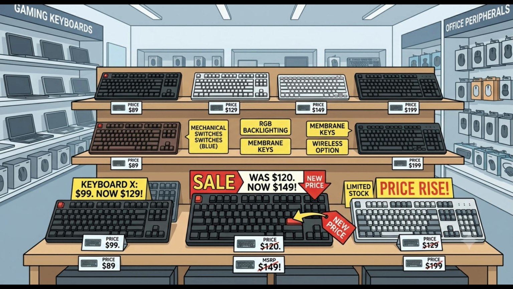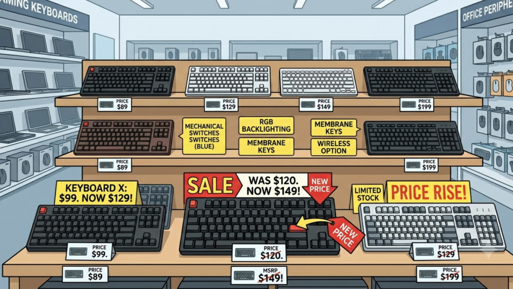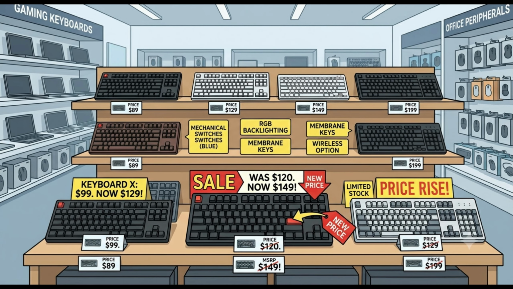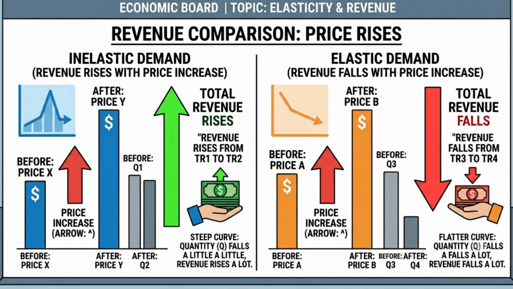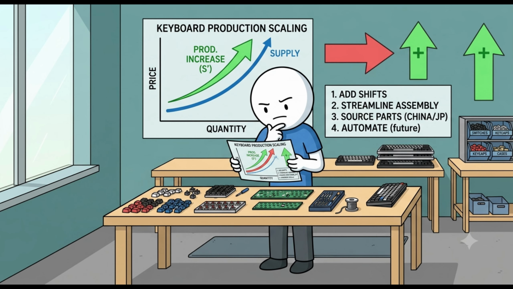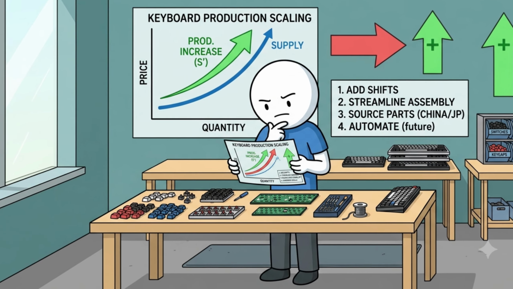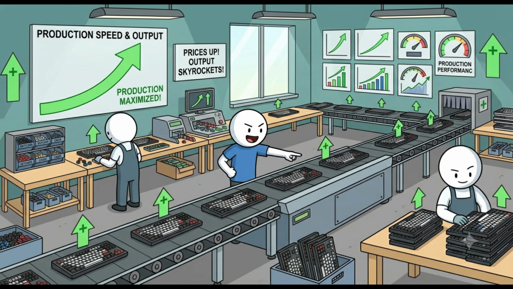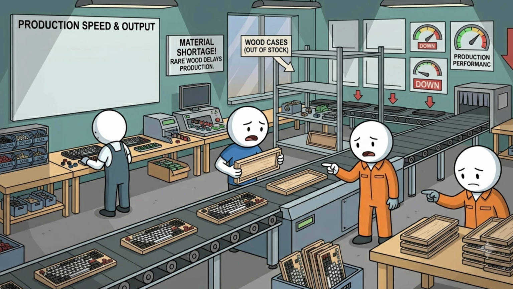Just like demand, supply is elastic if producers can easily change the amount they produce, and inelastic if production levels are difficult to adjust. For John's keyboard business, if he has plenty of spare parts and can easily hire temporary workers, his supply is elastic. He can quickly ramp up production if prices rise. However, if he relies on a rare, handcrafted wooden case that takes months to carve, his supply is inelastic. He cannot produce more keyboards quickly, no matter how much the price rises.